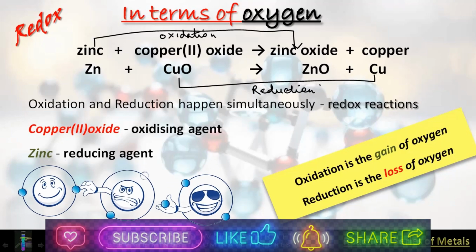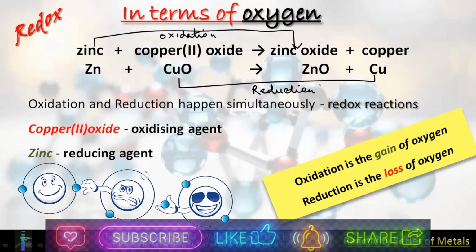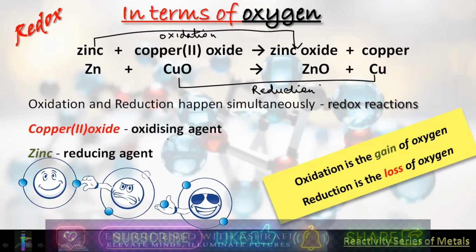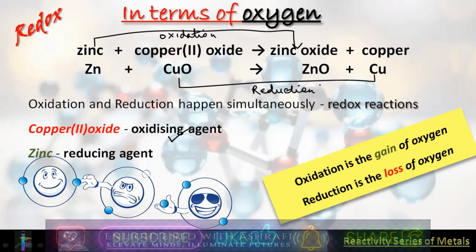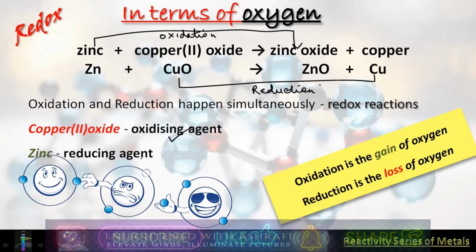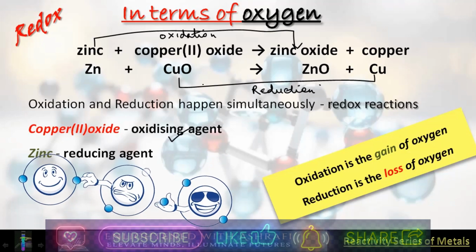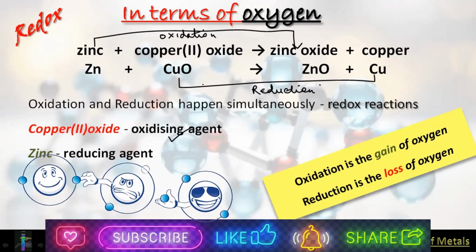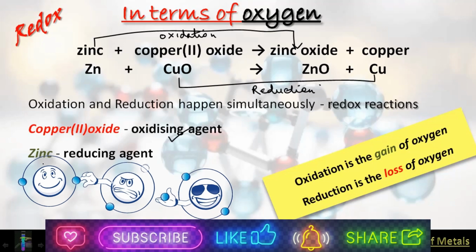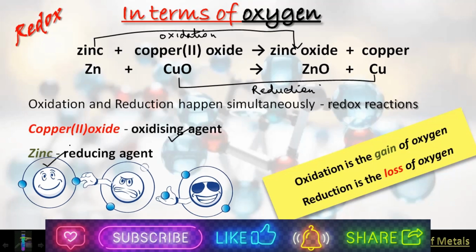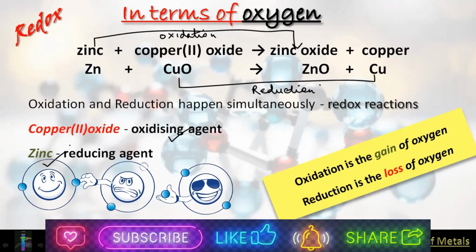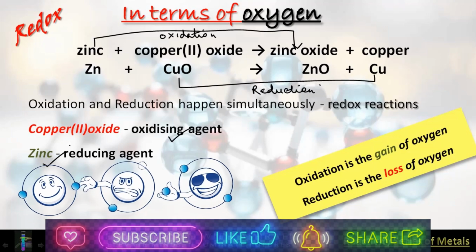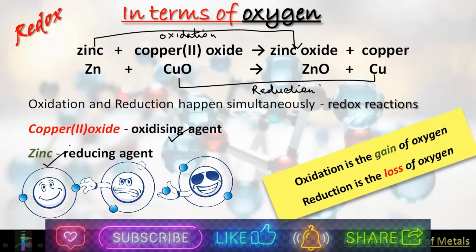Copper oxide is giving away oxygen so that zinc can oxidize. That's why copper oxide is an oxidizing agent, while zinc is oxidizing by taking in oxygen. So zinc is a reducing agent. Now, since both reactions are happening simultaneously, that's why we call it a redox reaction.